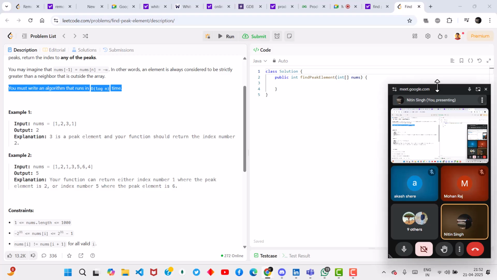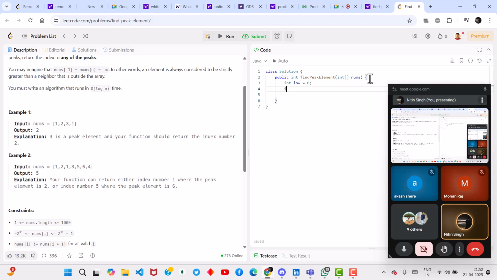So the first thing I'll be doing is following the basic approach of binary search. I'll have a low pointer which will initially be at the zeroth index. I'll have a high pointer which will be at the last index of my array. There will be a while loop, and in that while loop, I'll write a condition that my low pointer should be less than high pointer.